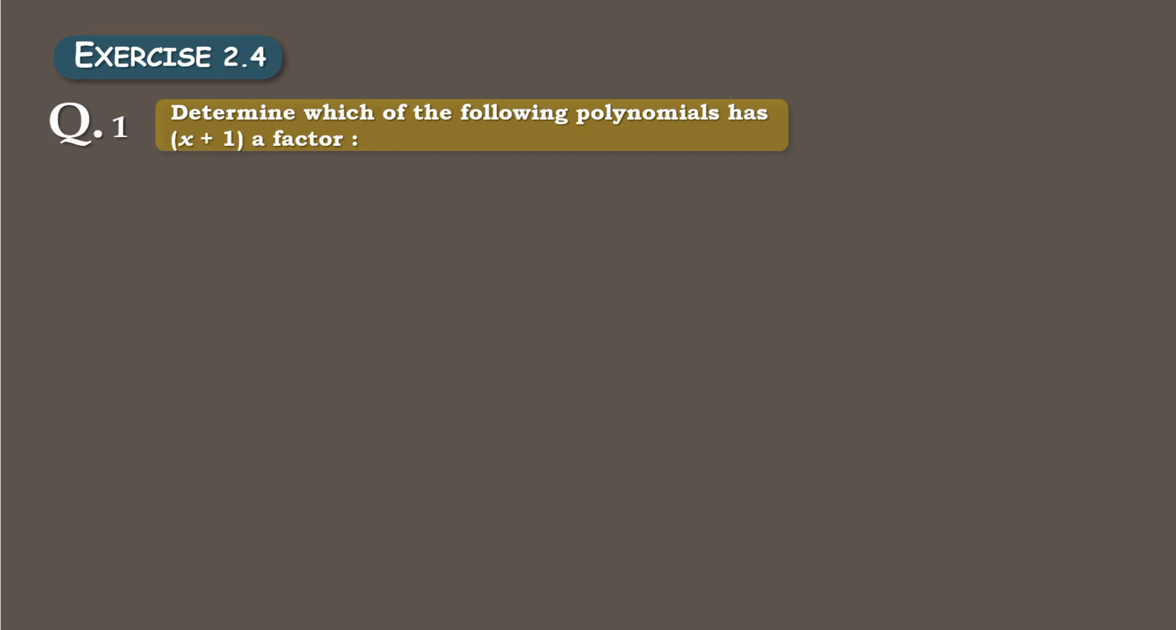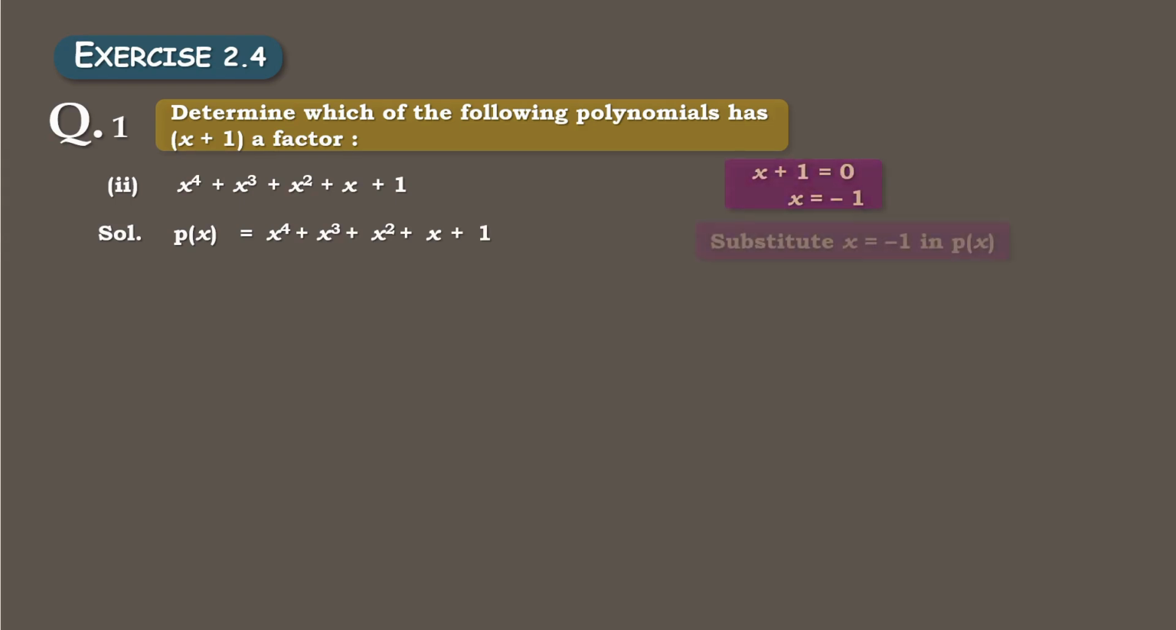Question 1, Part 2. The question asks us to determine whether the given polynomial has x plus 1 as a factor. The given polynomial is x power 4 plus x cubed plus x squared plus x plus 1. To check whether x plus 1 is a factor, we again use the factor theorem. According to the factor theorem, if x plus 1 is a factor of a polynomial, then the value of the polynomial at x equals minus 1 must be 0.